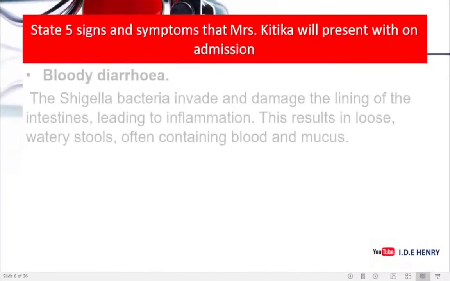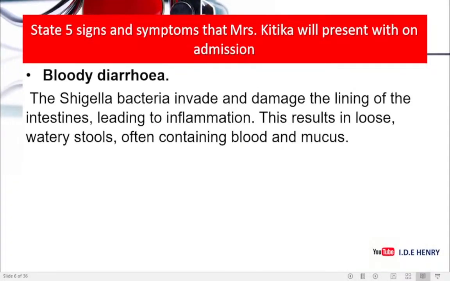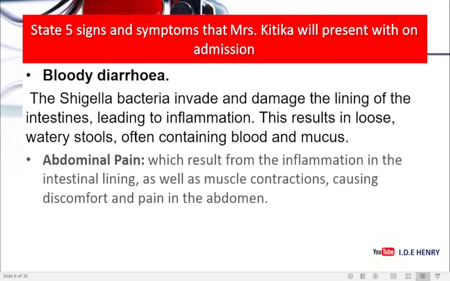Sign and symptom number 1, bloody diarrhea. So Shigella bacteria invade the damaged lining of the intestines, leading to inflammation. Now this results in loose stools, which often contain blood. Next is abdominal pains. This results from the inflammation of the intestinal lining as well as muscle contractions, causing discomfort and pain in the abdomen.